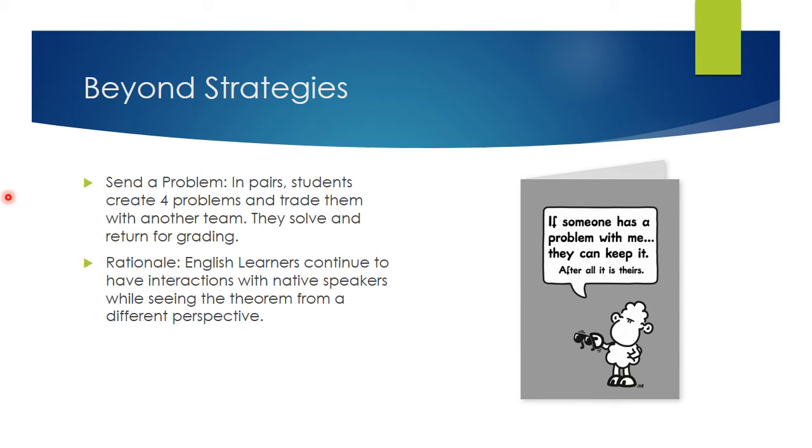The beyond strategies for the lesson will begin with the send-up problem strategy. While still in pairs, students will create 4 problems using the Pythagorean theorem and trade them with another team. Once they have traded, the teams will try to solve each other's problems. Once they've completed it, they will return the problems to the original team, and they will be graded on how well they did.